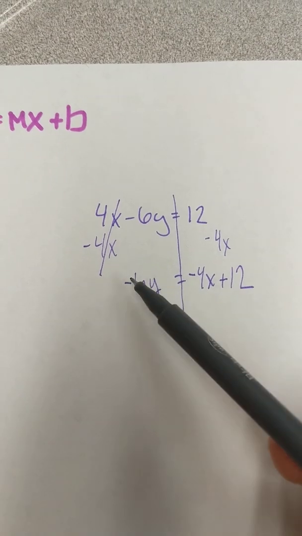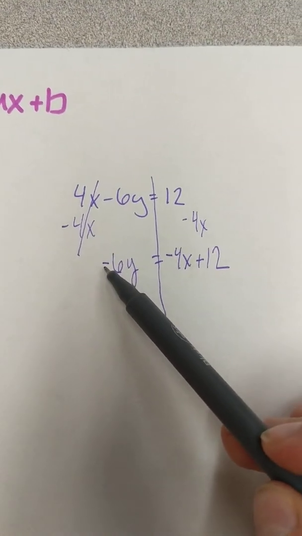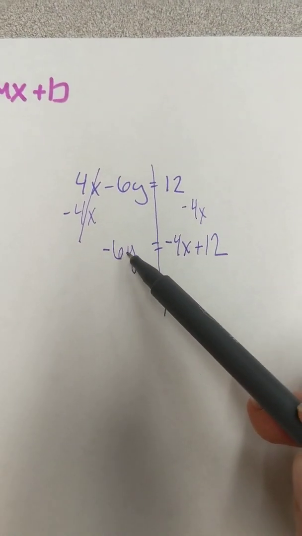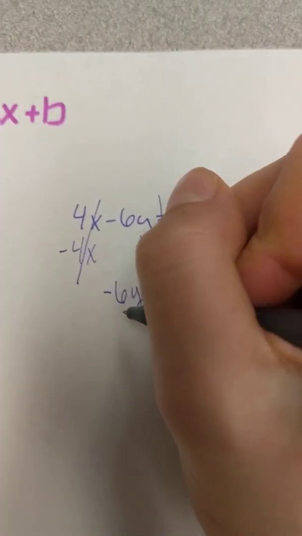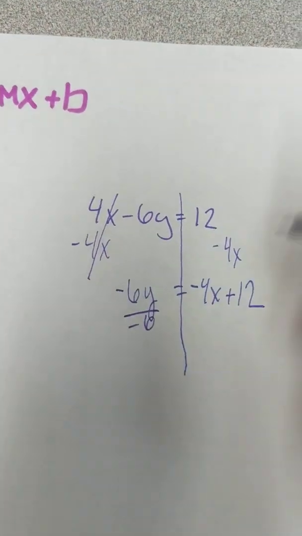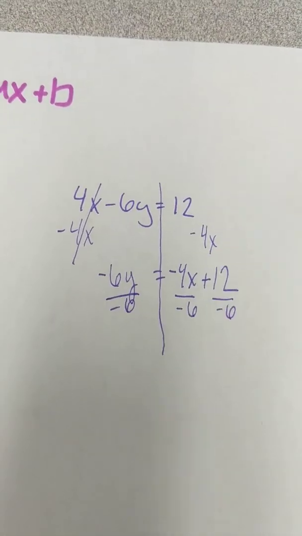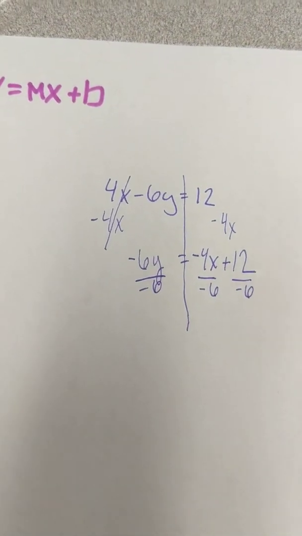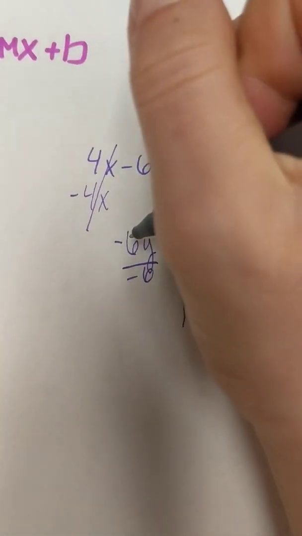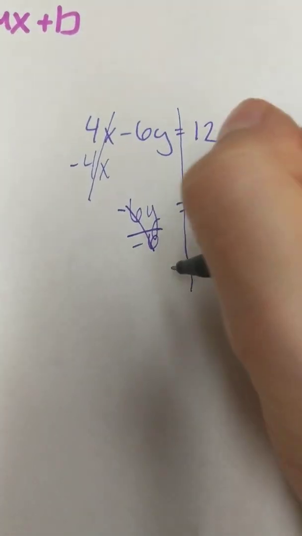You have this negative 6 in front. Just because it's negative does not mean I add. My negative 6 is multiplying y, so I'm going to divide by negative 6. And remember, on the right side, you're dividing both terms by negative 6. Everything gets divided by that coefficient in front of y. So my negative 6 and negative 6 are gone. Leaves me with y.